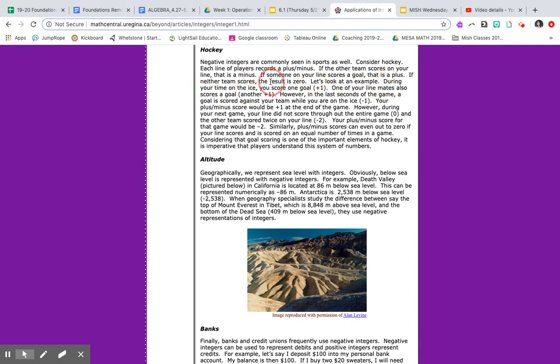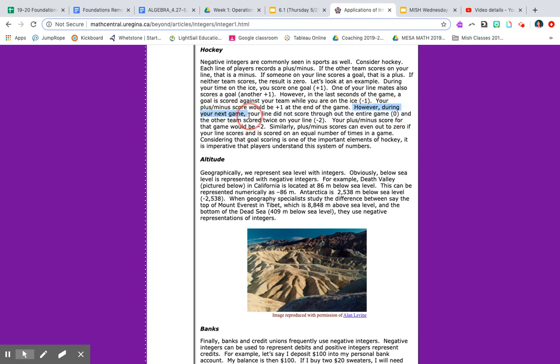During your time on the ice, you score a goal, +1. One of your line mates also scores a goal, another +1. Sorry, I skipped a line. However, in the last seconds of the game, a goal is scored against your team while you are on the ice, -1. Your plus-minus score would be +1 at the end of the game.